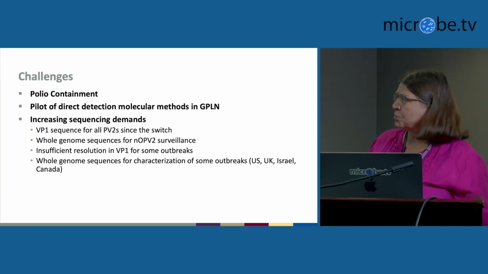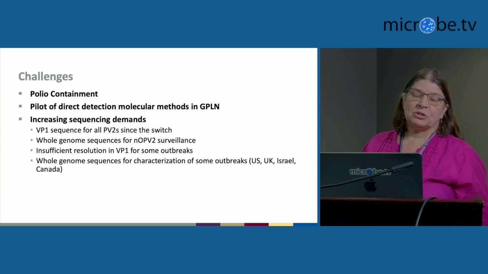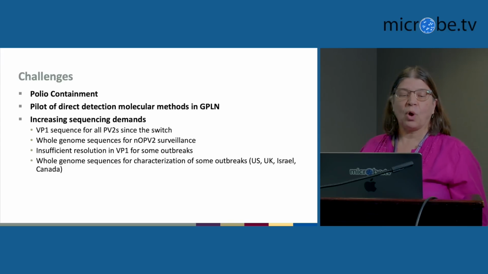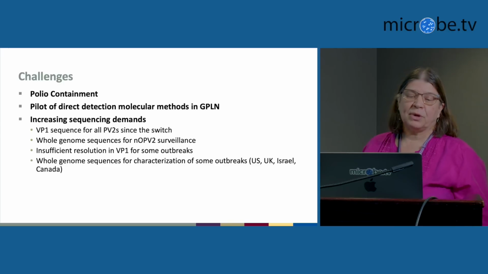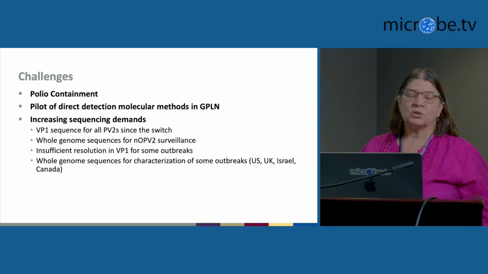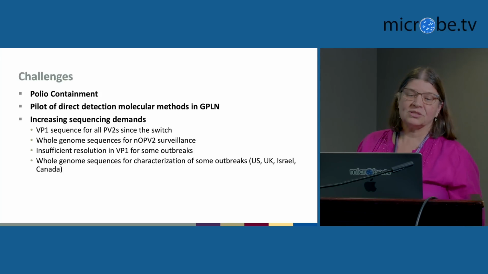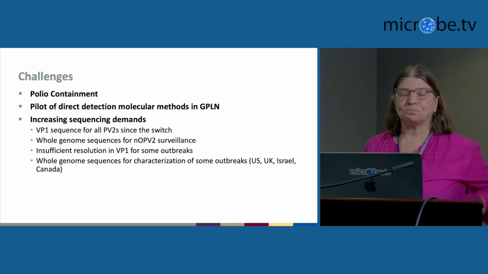And then from the lab perspective, there are increasing demands for sequencing. As I mentioned, VP1 sequence for all PV2s since the switch has been required, and that time period has been fairly long. Now we need more whole genome sequences for nOPV2 surveillance, and also in some cases to widen the window and get better resolution to understand the emergence, so looking outside of VP1.